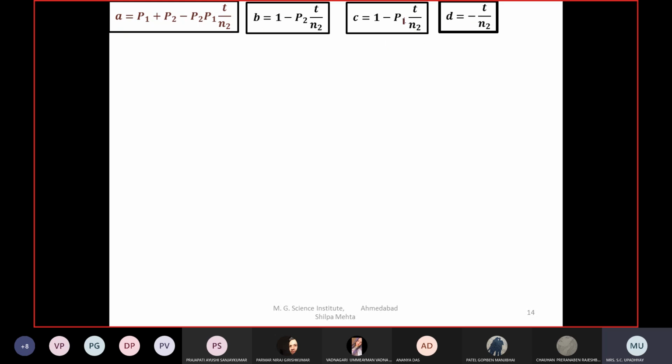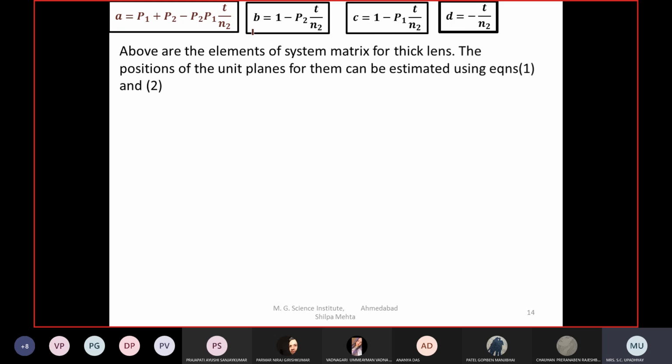તો આપણી પાસે ABCD થીક લેન્સના છે. તો આ થીક લેન્સના ABCDનો યુઝ કરી અને આપણે શું શોધવાનું છે? યુનિટ પ્લેનની પોઝિશન.